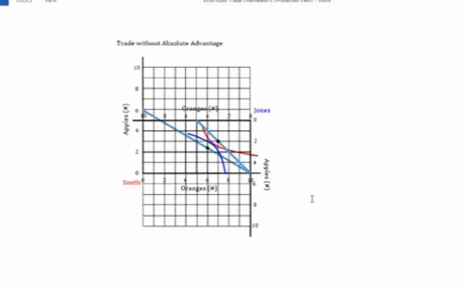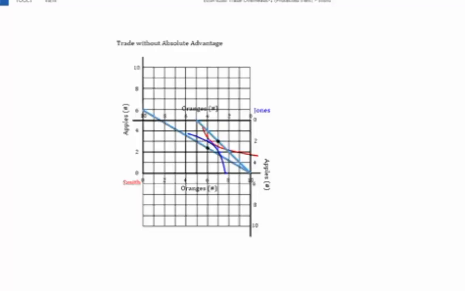Okay, but what is Smith's opportunity cost for oranges? 6. Write it down. What's Smith's opportunity cost for oranges? Everyone, write it down. Get the units right. What is Jones's opportunity cost for oranges? Write it down. Whose opportunity cost for oranges is lower?